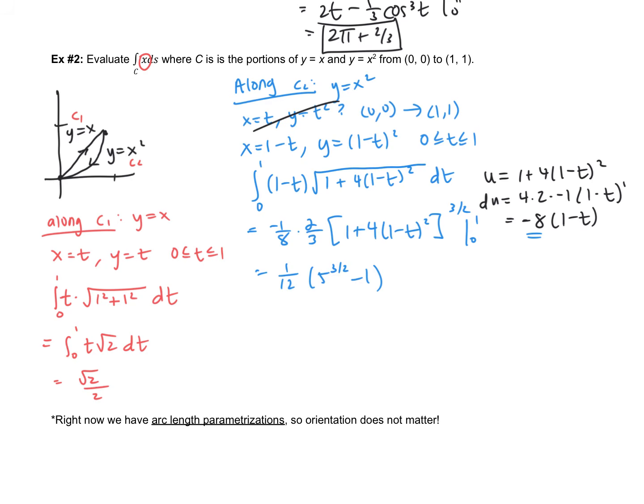So ultimately, where all of this leads us to is that our line integral over the curve C of x ds is going to be equal to root 2 over 2 add 1/12 5 to the 3/2 subtract 1.